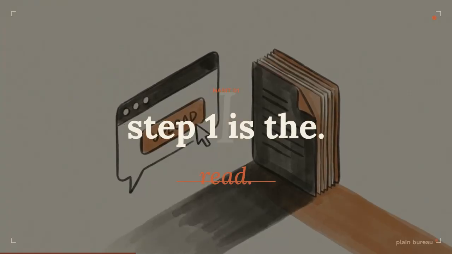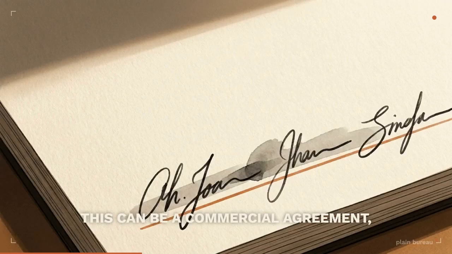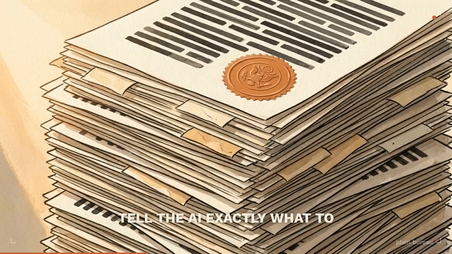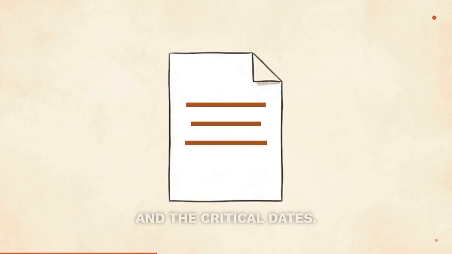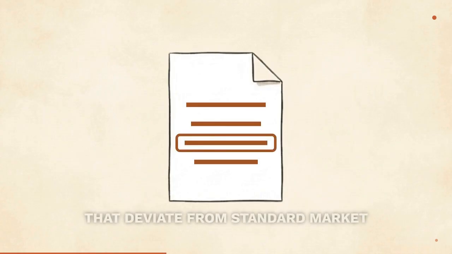Step 1 is the read. Start by pasting your file directly into Claude. This can be a commercial agreement, a commercial lease, or a heavy regulatory filing. Tell the AI exactly what to look for. Ask for the parties, the key terms, the core obligations, and the critical dates. Next, add a secondary instruction. Ask Claude to flag specific clauses that deviate from standard market positions.